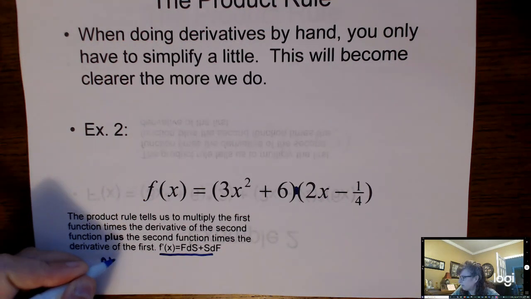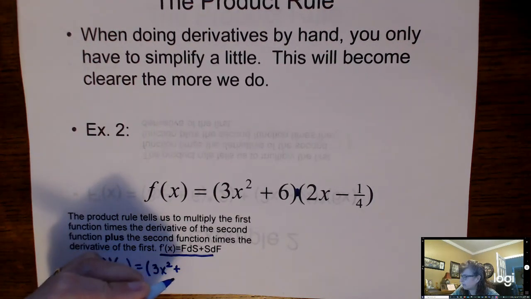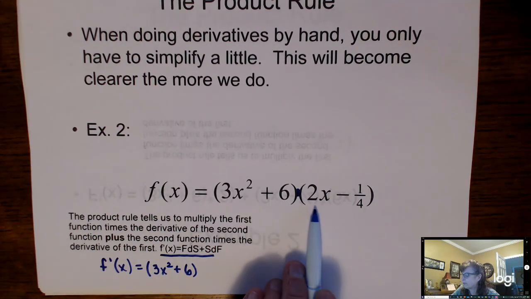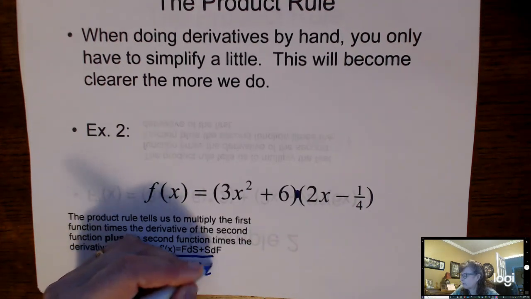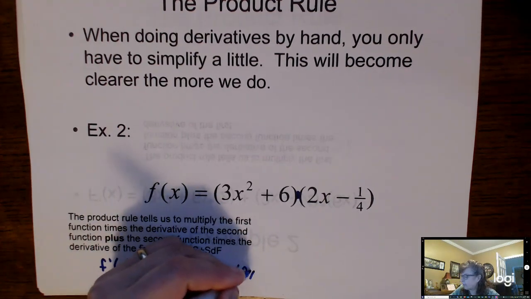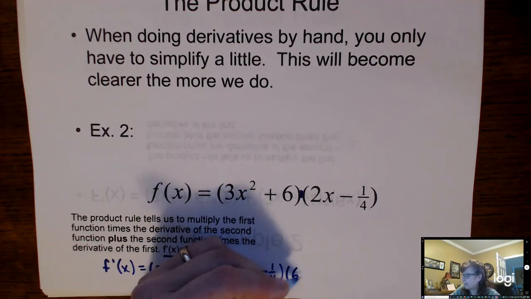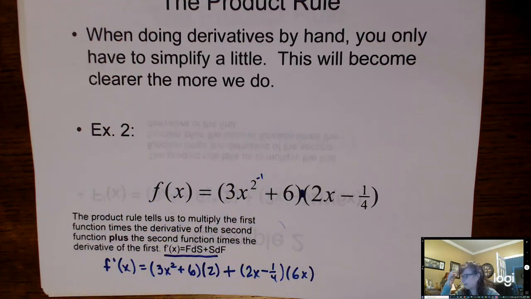And so the derivative of f of x will be the first, which is 3x squared plus 6, times the derivative of the second. So the second's derivative, the derivative of 2x is just 2, and the derivative of negative 1/4, a constant, is 0. So the derivative of 2x minus 1/4 is just 2, plus the second, copy that down, 2x minus 1/4, times the derivative of the first. So the derivative of 3x squared is 3 times 2, 6, x to the 1. And the derivative of 6 is nothing, 0.